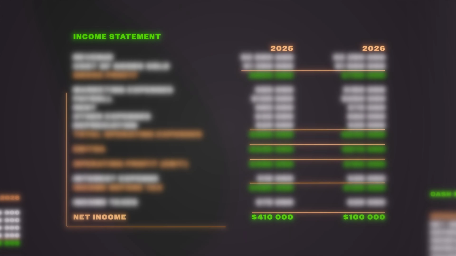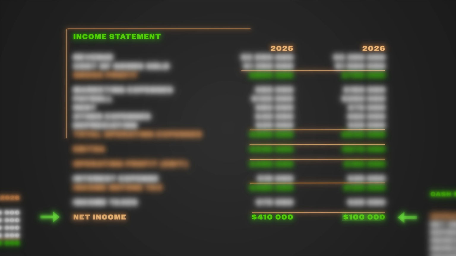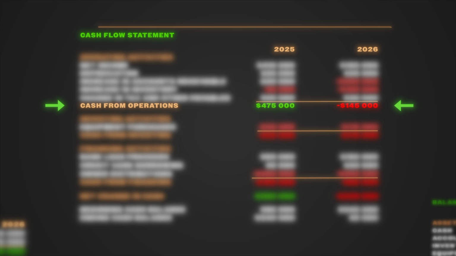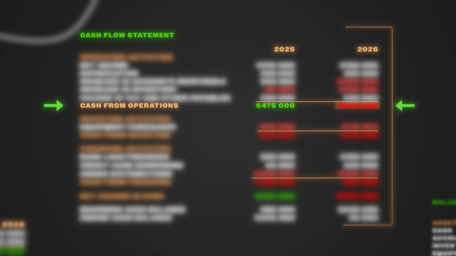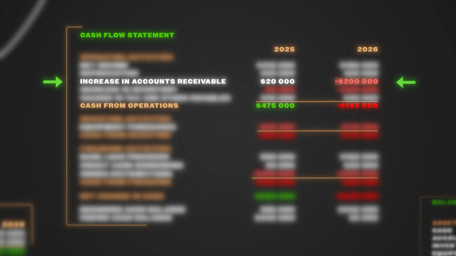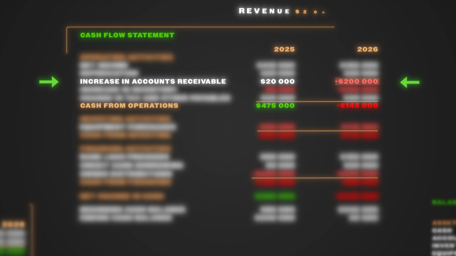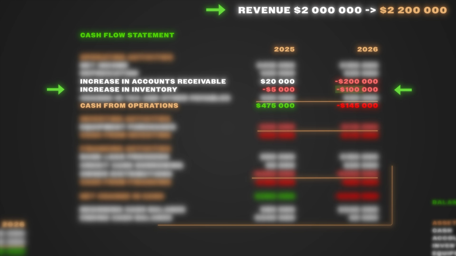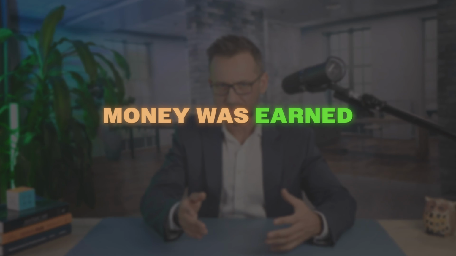flags show up. Joe's business reported $100,000 in net income, yes, but his operating cash flow was negative $145,000. The difference was explained by two major items: a $200,000 increase in receivables, which was suspiciously close to the entire increase in sales, and a $100,000 increase in inventory. In other words, money was earned but not collected, and more product was being purchased than sold.